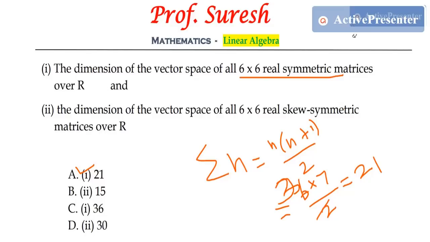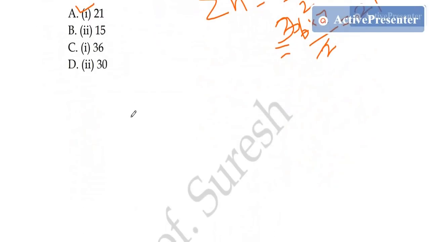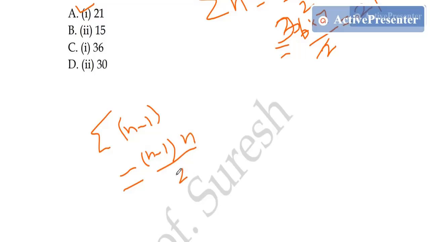The dimension of the vector space of all n by n skew symmetric matrices is summation n minus 1. Put a bracket like this, reduce 1. That is the meaning. So summation n minus 1 is nothing but n minus 1 into n divided by 2. Here n equals 6, so substitute. n minus 1 is 5. So 5 into 6 divided by 2. Cancel this, 3 twos are 6. So 5 into 3, 15. For skew symmetric matrices, the answer is 15.